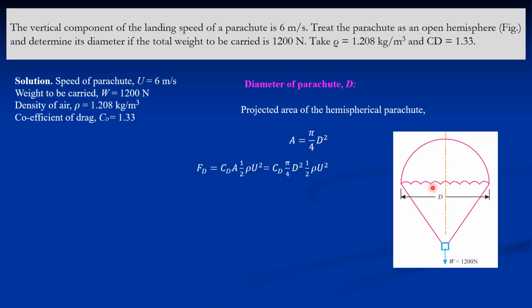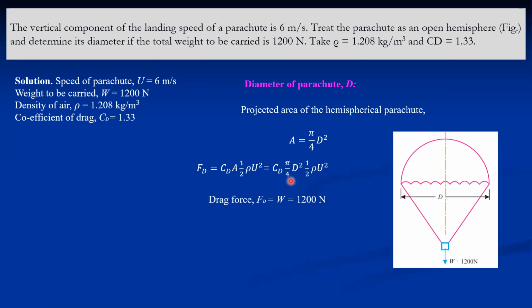We know FD is the drag force. The CD value for the drag force is also given. It is CD A half rho V square. So CD is known to us, area is unknown. So instead of area, we can put pi by 4 D square, and half rho V square. Density is given, speed is given, so we can calculate the diameter. This way, this theory is also used for designing of a parachute.